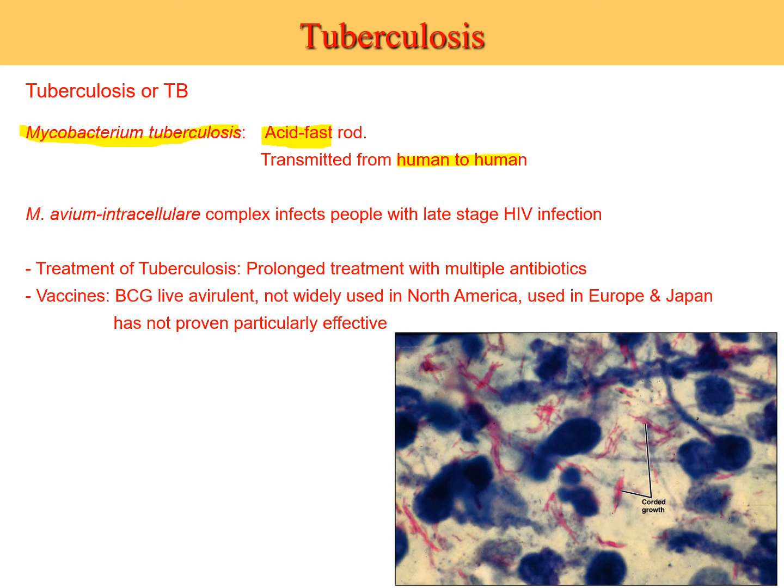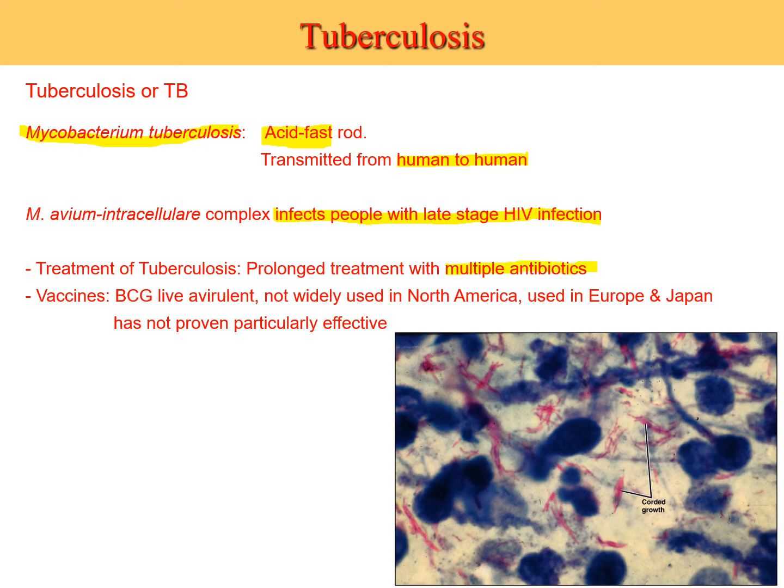Transmission is from human to human. There is another type found in birds, which can infect people who are severely immunosuppressed, for example, people in the late stages of HIV, late stages of AIDS. Treatment of tuberculosis is a very prolonged, drawn-out affair requiring multiple different antibiotics to treat.